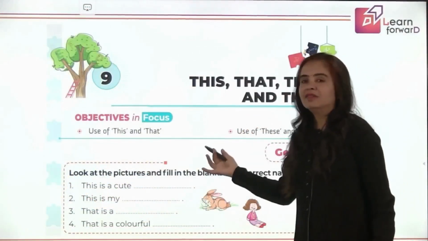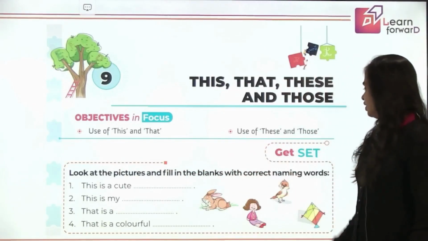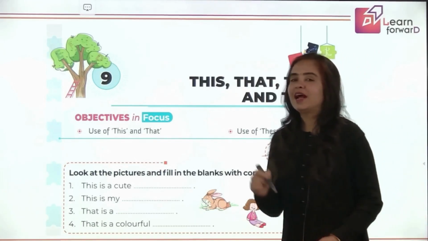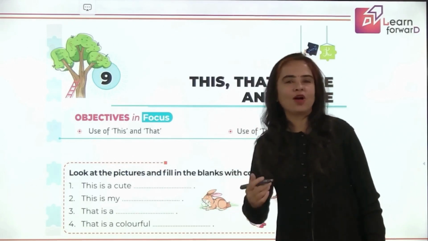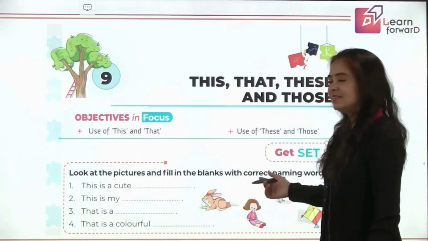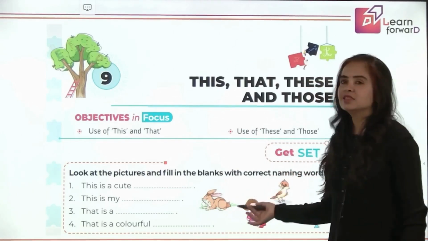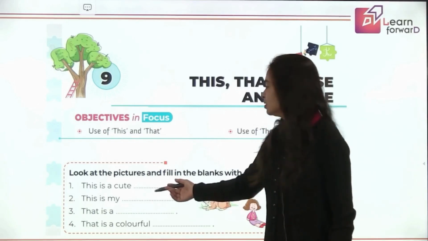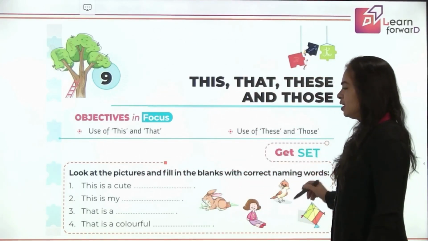We have some review exercise here. Look at the pictures and fill in the blanks with correct naming words. I just told you that these pointers we use with naming words, with the nouns. So let's recall once again what are naming words. Let's see how much you remember. So you see some pictures here and you'll have to name them and complete the sentences.